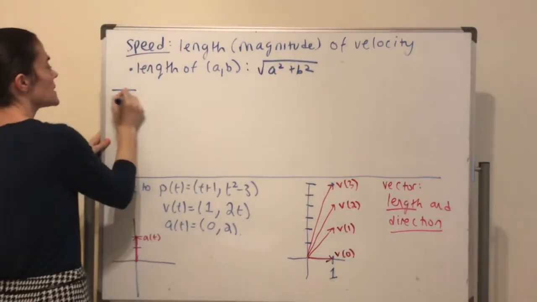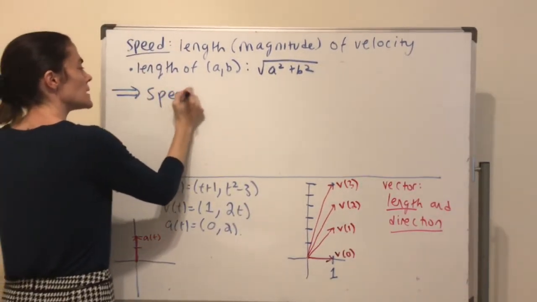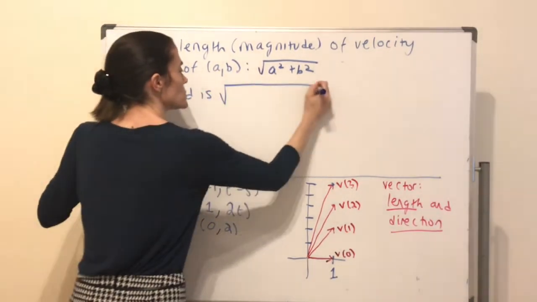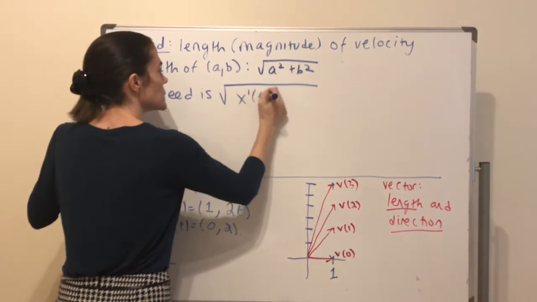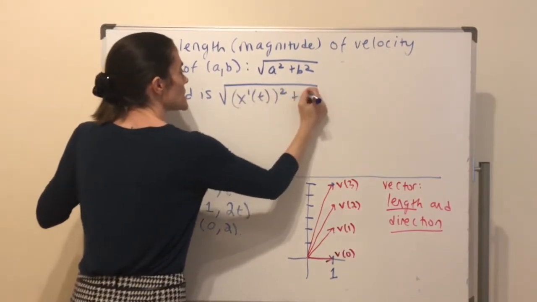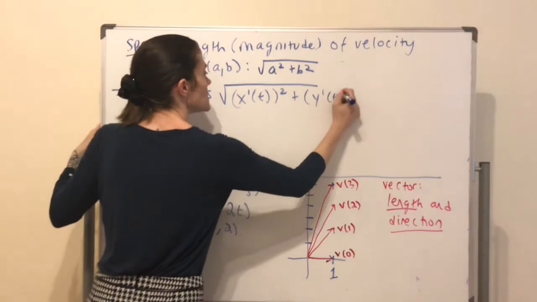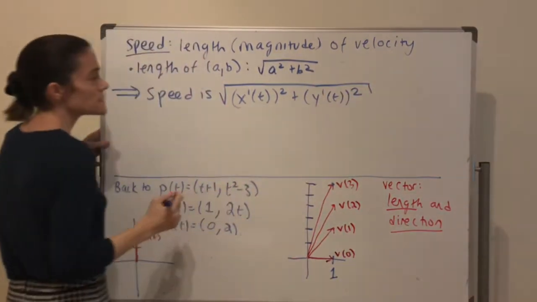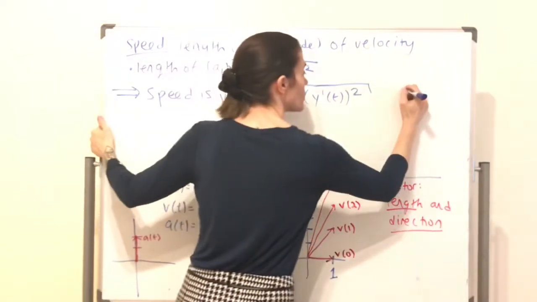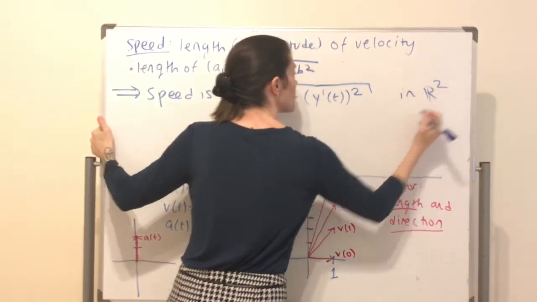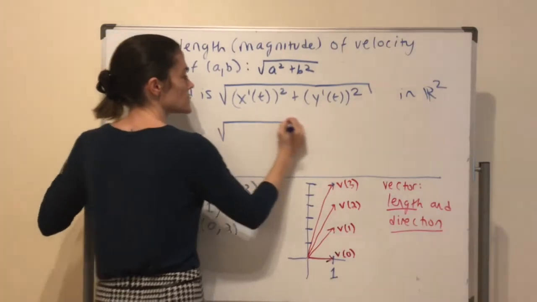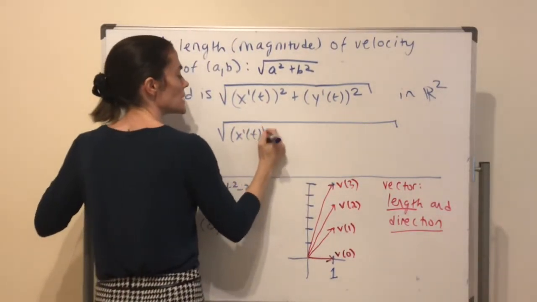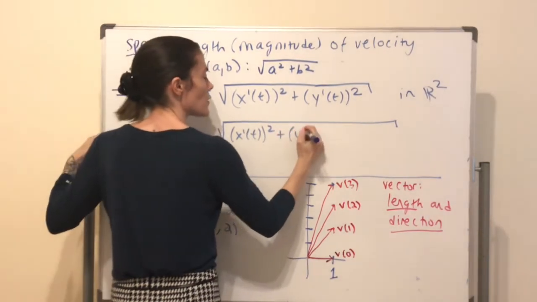Okay, so immediately we get that the speed is the square root of x prime of t squared plus y prime of t squared. Okay, this is in R2, and in R3 you just have one more component. This would be the speed of a particle.